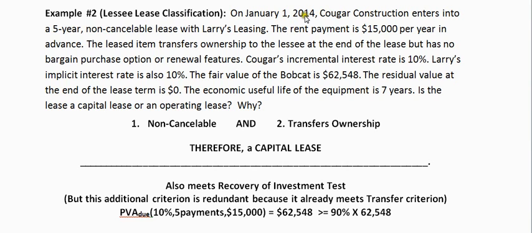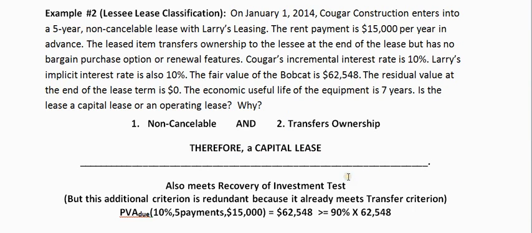On January 1, 2014, Cougar Construction enters into a 5-year non-cancelable lease. The fact that it's non-cancelable is important. If it's cancelable, it's automatically an operating lease. The rent payment is $15,000 per year in advance. The leased item transfers ownership to the lessee at the end of the lease. So we are done there because we demonstrated it's non-cancelable and meets criterion 1, transfer of ownership. Therefore, it's a capital lease.